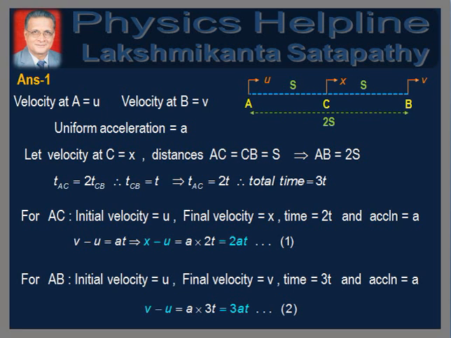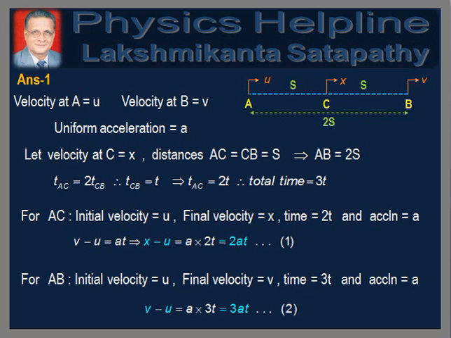It is given that time taken by the particle from A to C is equal to twice the time taken by it from C to B. Therefore, if the time taken from C to B is equal to t, then the time taken from A to C is equal to 2t. Therefore, total time of journey is equal to 3t. Now, for the part AC, initial velocity is equal to u, final velocity is equal to x, time is equal to 2t and acceleration is equal to a.